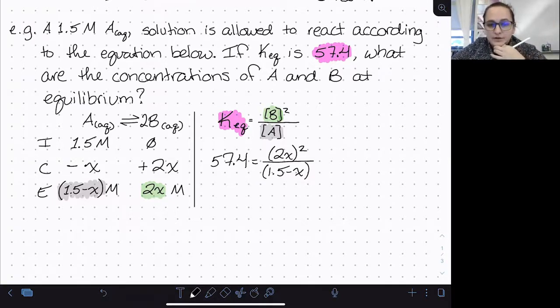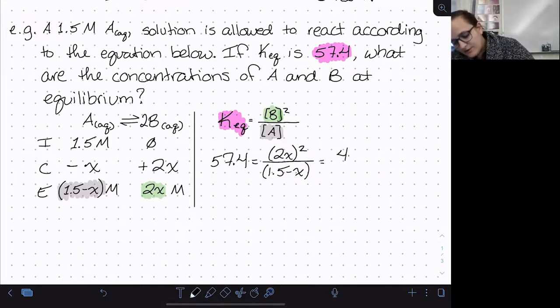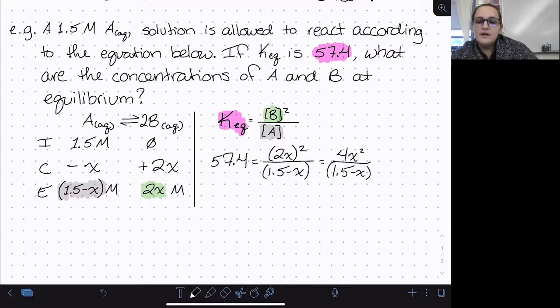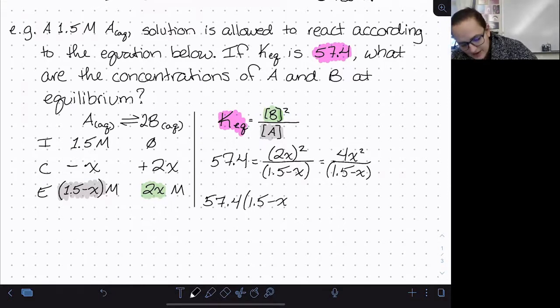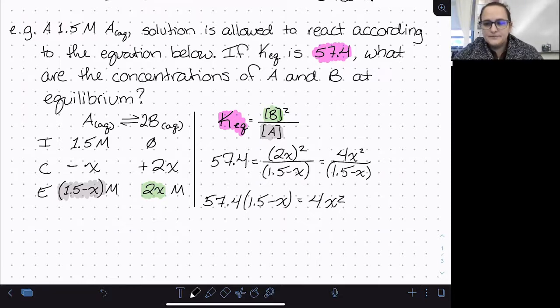So if we want to do that, I would first square this top term personally. Remember that you are squaring both the 2 and the x. So 2x squared is 4x squared. And then we have this 1.5 minus x on the bottom. So if we multiply both sides by the denominator, we'll have 57.4 times 1.5 minus x is equal to 4x squared.